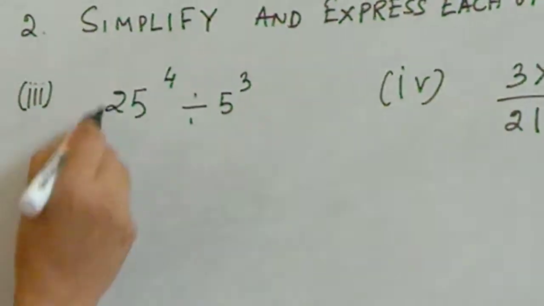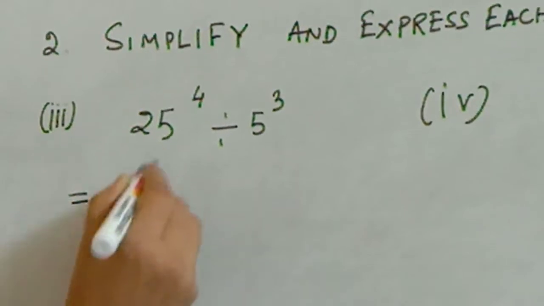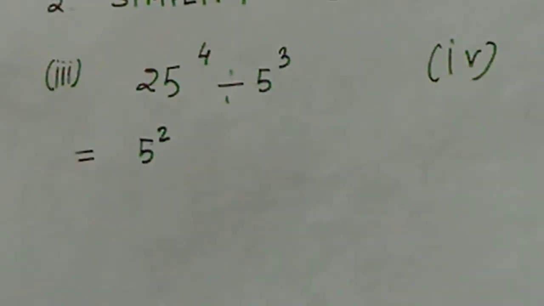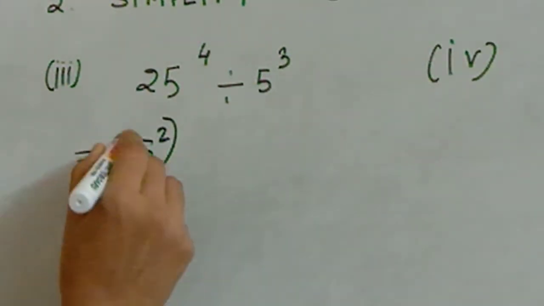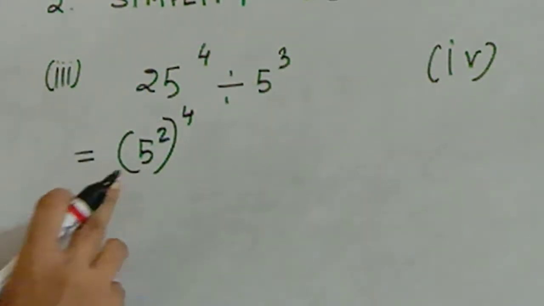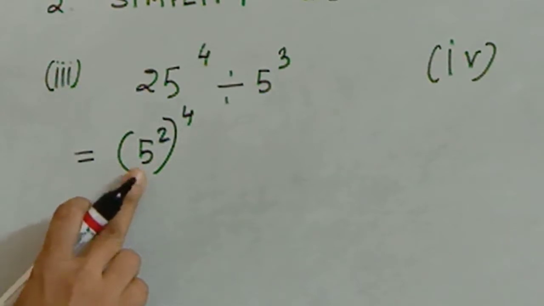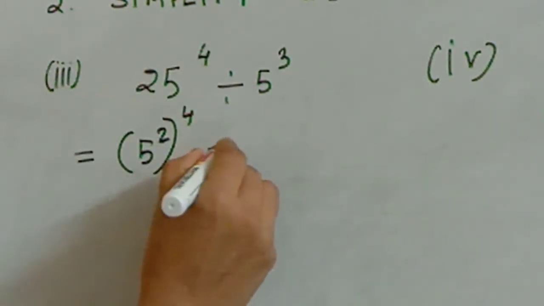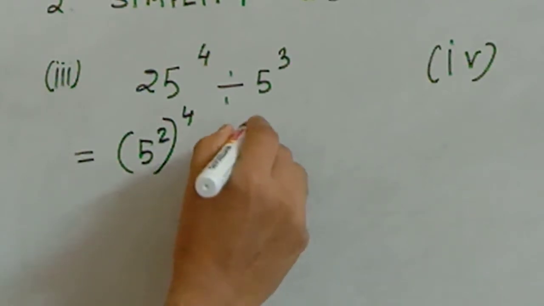25 is not a prime number. So first you express it as prime factors. 25 means 5 to the power 2, 5 into 5. Then whole to the power 4. Instead of 25 I can write 5 square, 5 into 5. Then whole to the power 4 divided by 5 cube.